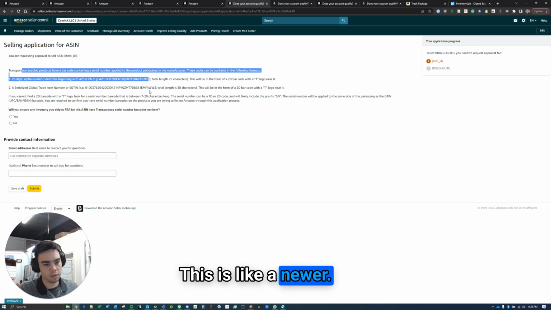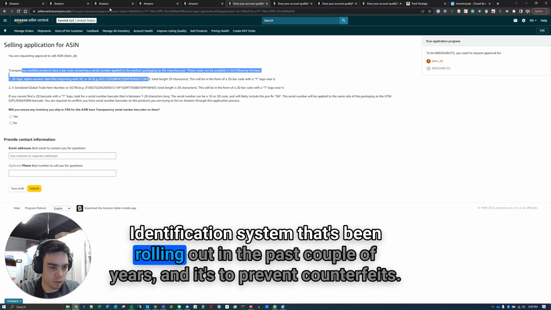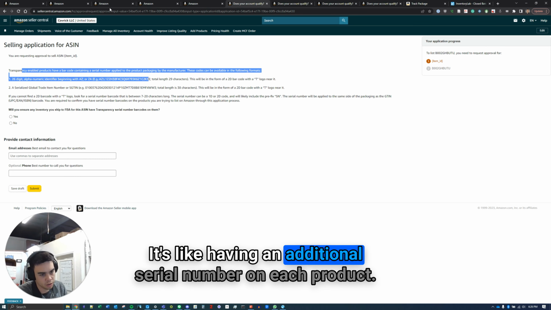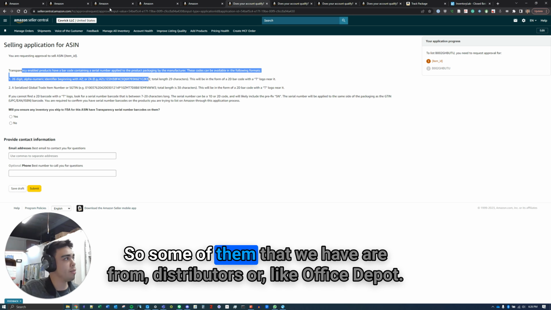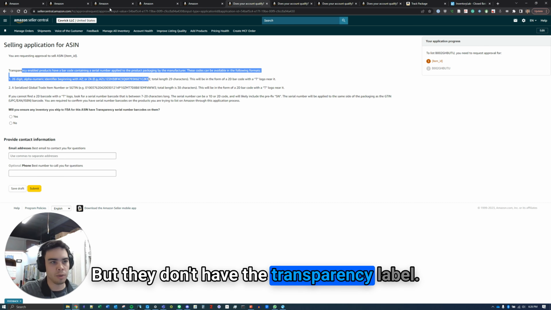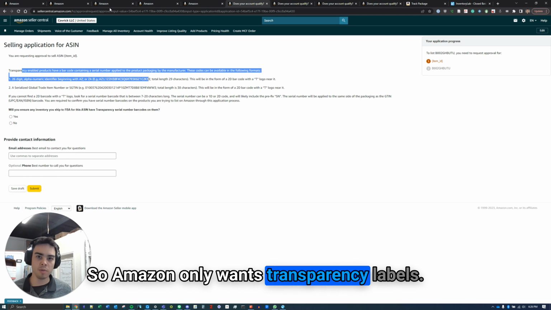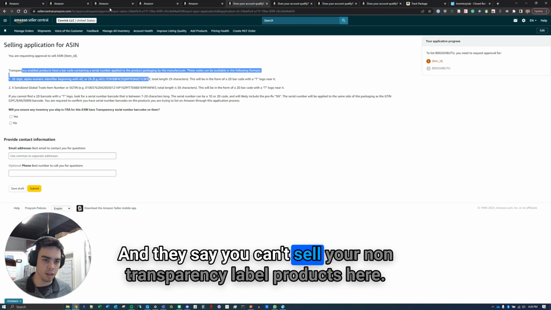This is like a newer identification system that's been rolling out in the past couple of years, and it's to prevent counterfeits. It's like having an additional serial number on each product. So some of them that we have are from distributors or like Office Depot, but they don't have the transparency label. So Amazon only wants transparency labels, and they say you can't sell your non-transparency labeled products here.